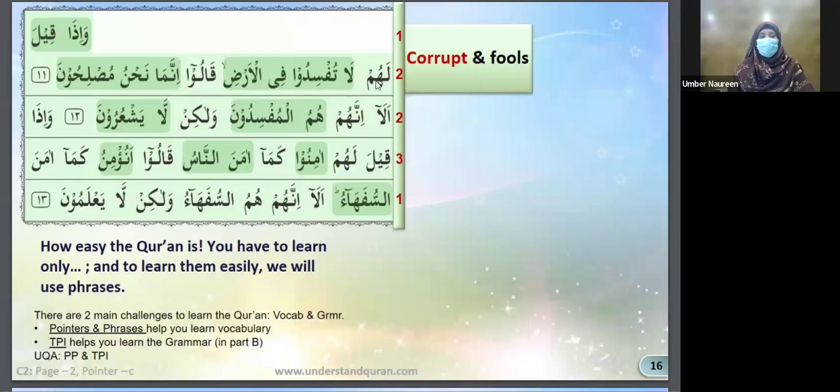Lahum. How many parts does lahum have? Two. What are these? La and hum. La tufsidu. What is it? Is it ism, fail, or harf? Fail. Which fail? Fail madi, fail mudari, or fail amr? La tufsidu. Amr.